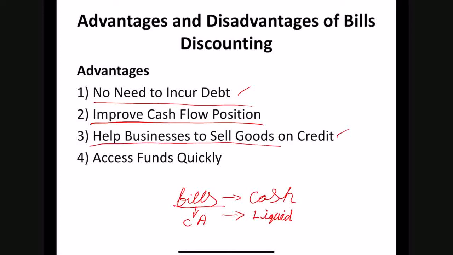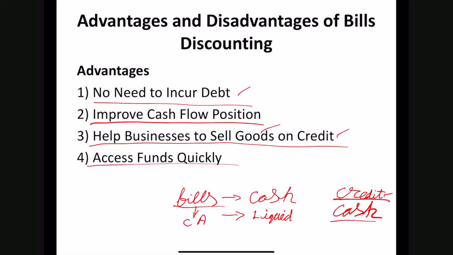And the next one, the third advantage, helps businesses to sell goods on credit. Here the seller confidently sells his goods on credit because of bills discounting. Of course, for any business to grow, the seller has to sell goods to customers on credit. If he is totally inflexible and determined to sell all the goods on cash only, then it's very difficult for him to sell goods. He has to compromise, he has to sell at least some goods on credit. Bills discounting allows him to sell goods on credit with confidence.